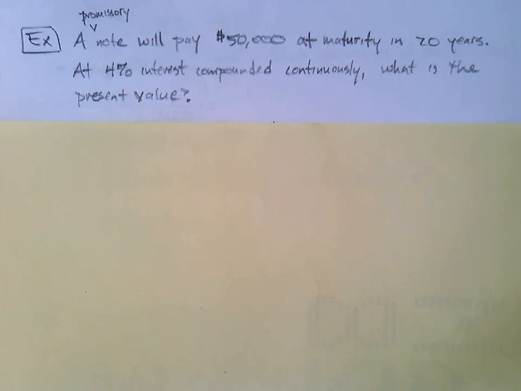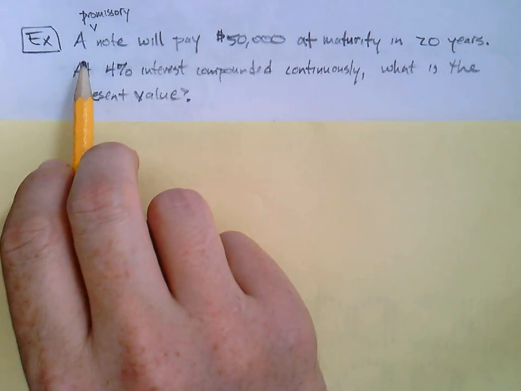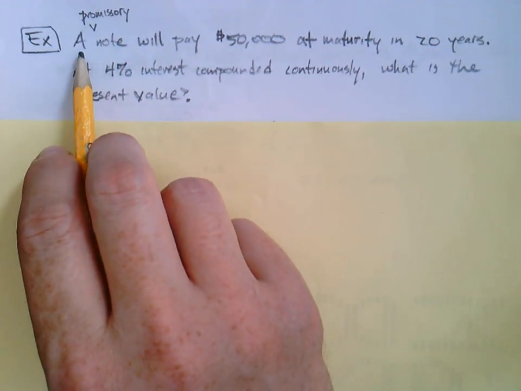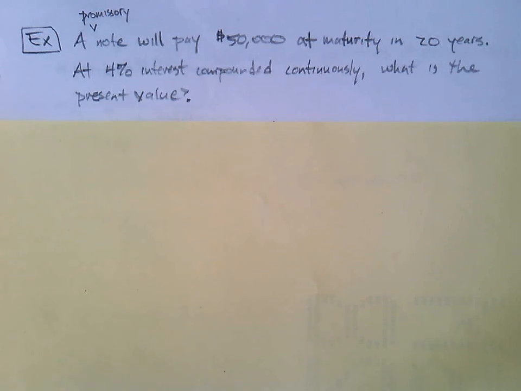Here is another example similar to the ones we just saw. It says a promissory note, and as you can tell, I forgot to write the word promissory in the problem until after the fact. So a promissory note, by the way, it's a promise. A lot of times you see these get offered from the government.